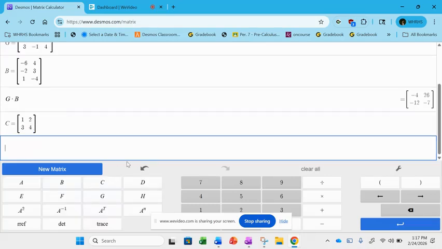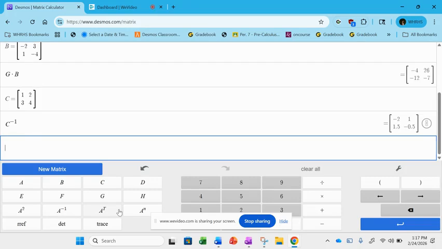Now let's say I want the inverse of matrix C. What we're going to do is press C, and then do you guys see where it says A to the negative first power? You're going to press that. Now it's saying C to the negative first power. That represents the inverse of matrix C. Press enter and look over to the right.